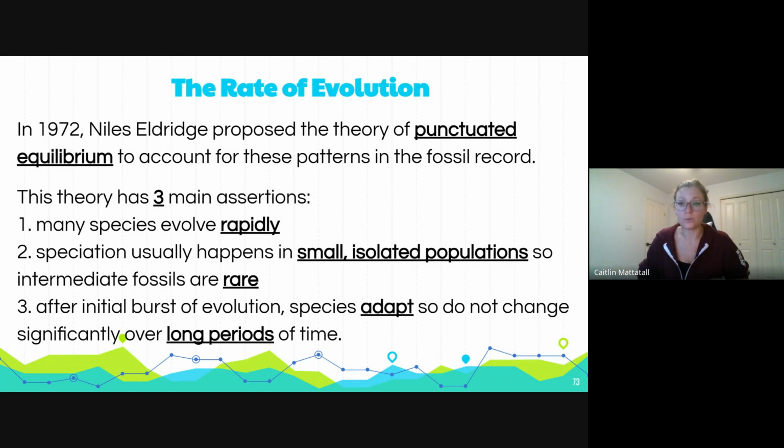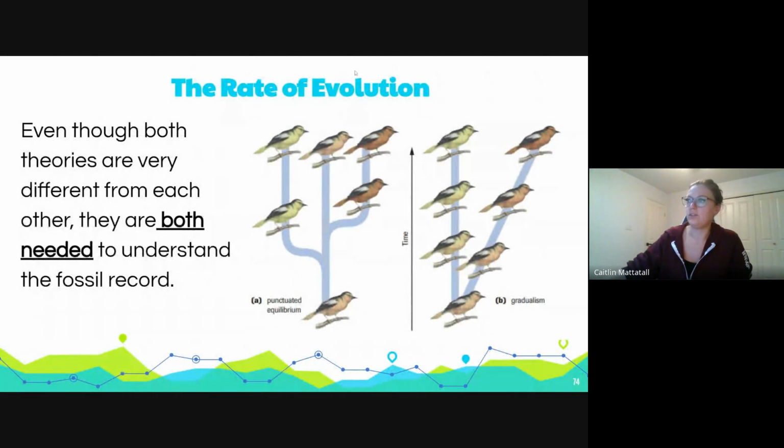Because this is happening so quickly, those intermediate fossils that were proposed with gradualism, we don't see them and they don't happen, or they are extremely rare. And if you look at the pictures that I have, you can see that the punctuated equilibrium one looks a lot like the phylogenetic trees that we've been looking at versus the gradualism one.